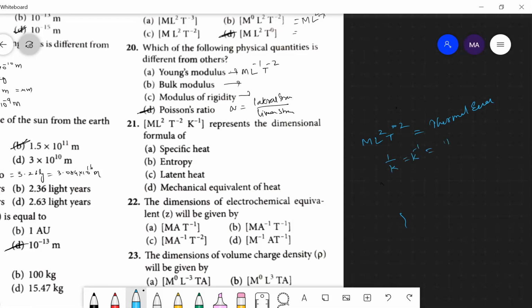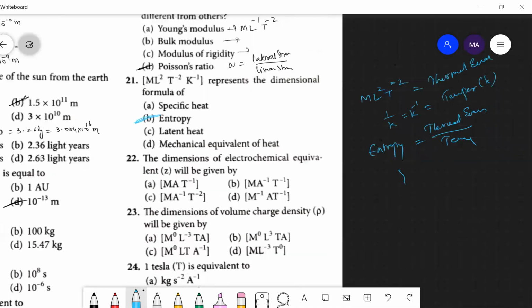This is the unit of what? Temperature. Temperature is measured in Kelvin. So you know that thermal energy divided by temperature is what? Entropy. What is entropy? Entropy is nothing but thermal energy divided by your temperature. So entropy must be the answer for this one. 21, B must be the answer.